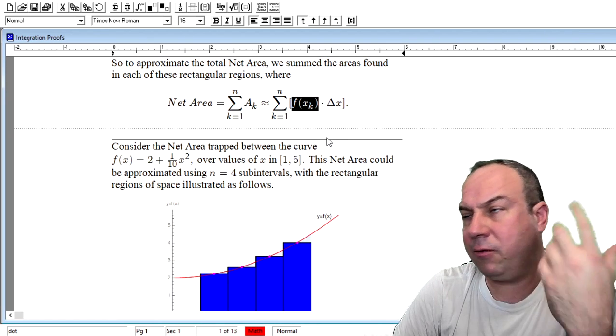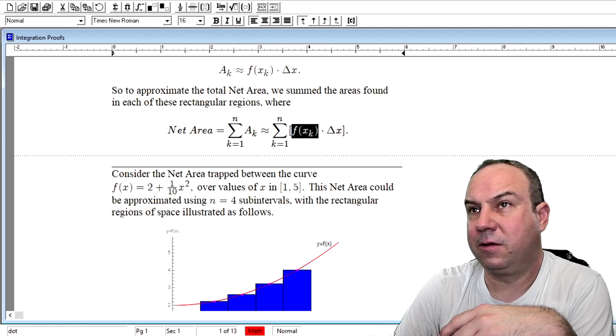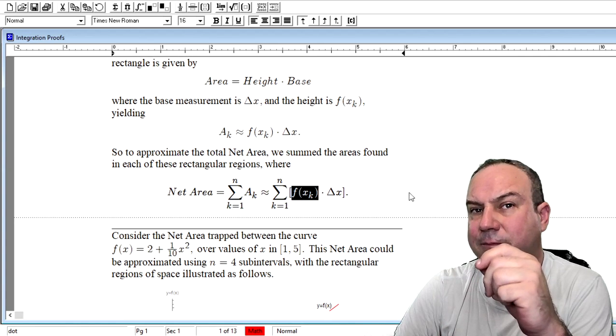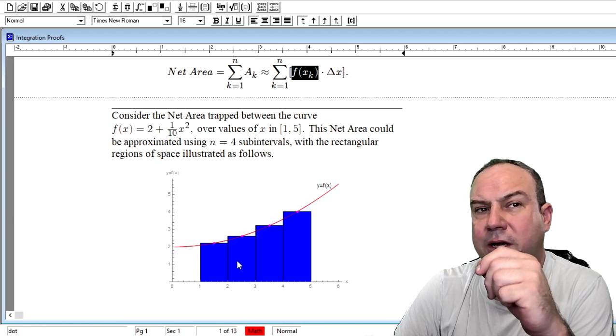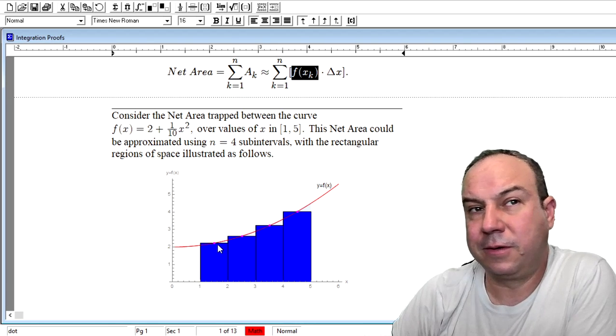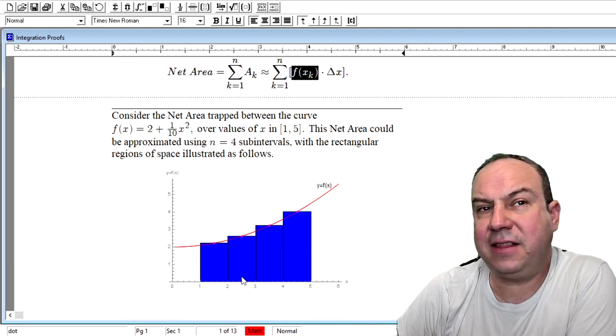F of x sub k would be the height of the rectangular region, right? It's taking the place here of the height. And we're just using the midpoints in each of these subregions to indicate where the height would be occurring on our function, right? And we see those 4 midpoints here. And that's describing the height of each of these rectangles.